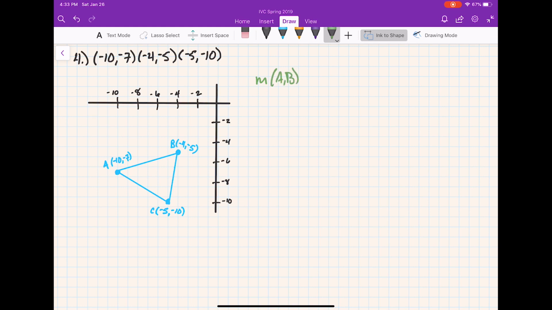So I'm just going to do a slope formula for each of these lines to find out what the slope is for each line. So the slope for AB is going to be negative 5 plus 7 over negative 4 plus 10. Remember, all those negatives change it to pluses in the middle here instead of minuses. So I'll show that this is point A, this is B, this one's C.